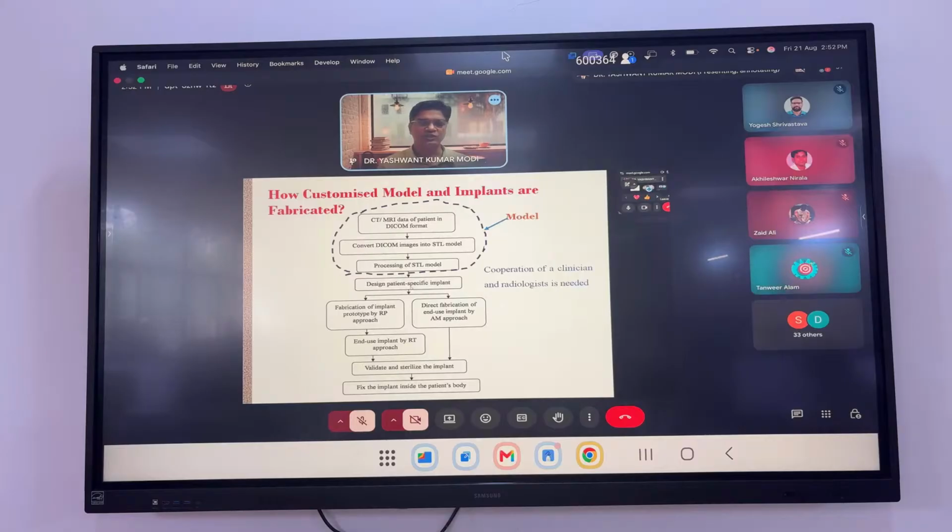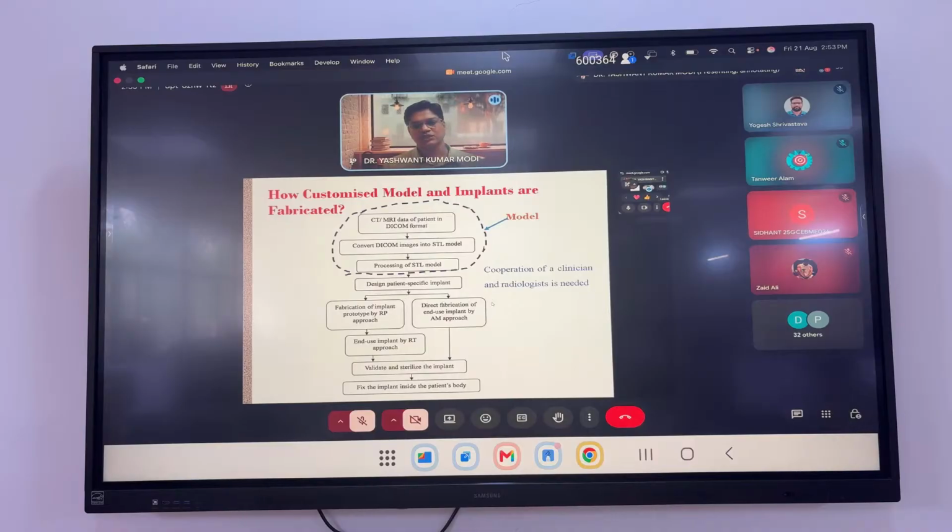Right. So after this, once we have designed the patient-specific implant, we can proceed with two paths. The first one is the fabrication of an implant prototype by the RP approach. A rapid prototyping process may be used, which is again a 3D printing process, but used for making a prototype only. First we make a prototype of that, and then using a rapid tooling process we can print that prototype into the desired material. Right.